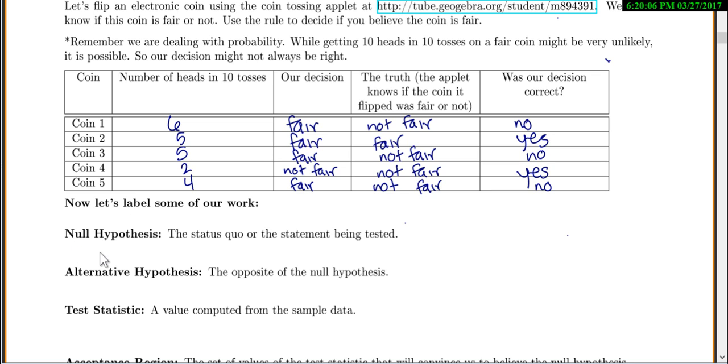So what we'll do is we'll label some of our work. So first you have what's called a null hypothesis. This is your status quo, or the statement being tested, and in our case, status quo was that the coin is fair. Until we knew otherwise, we believed that the coin was fair. The alternative hypothesis is the opposite of the null hypothesis, so the coin is not fair.